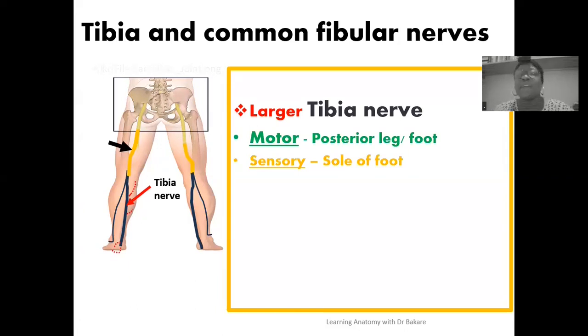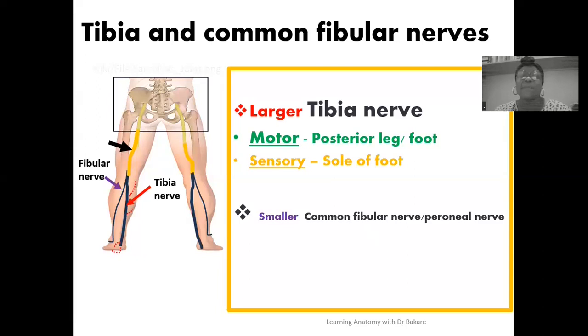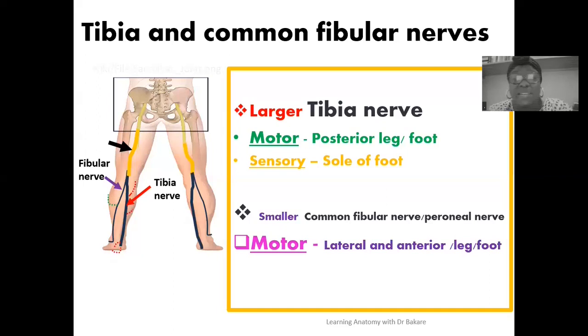Then also we have a smaller common fibular nerve, and this is what is seen to be arrowed here in purple. This smaller common fibular nerve is also referred to as a peroneal nerve, as we highlighted in our previous slide. This nerve is also seen to give both motor and also sensory innervations. So let's see where it supplies in terms of its motor and sensory innervations. So for the motor innervation, you see it's giving off muscular branches to innervate muscles in the lateral and also the anterior regions of the leg.